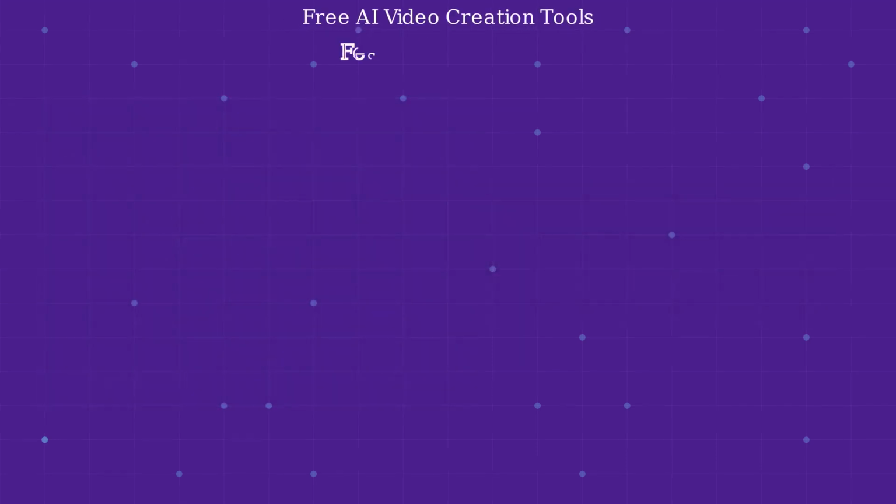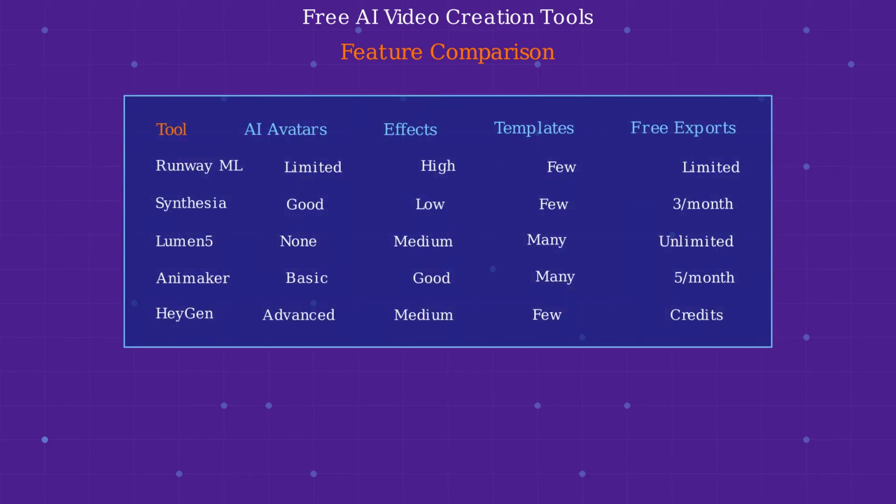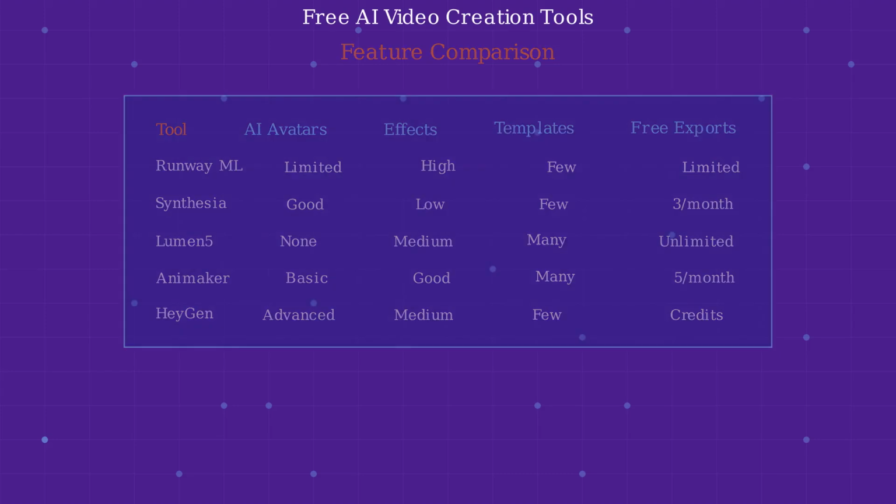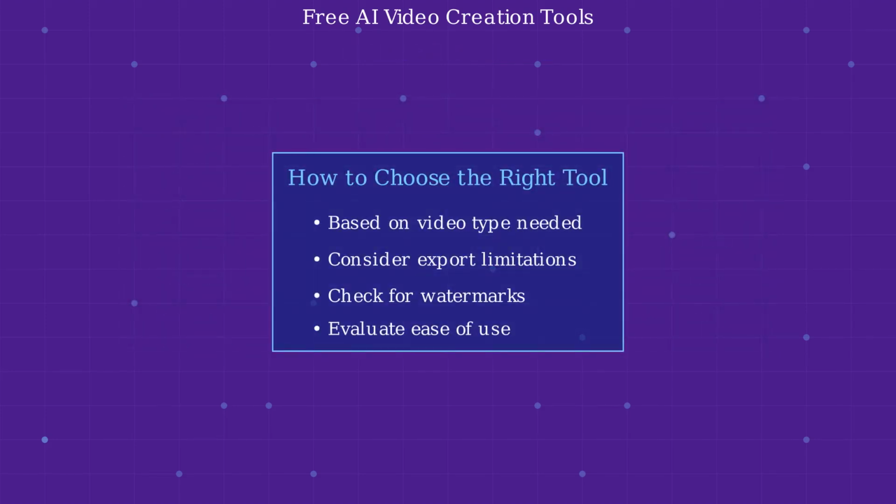Each tool has different strengths. Some excel at text-to-video conversion, while others focus on AI avatars or special effects. Let's compare their key features side by side. When choosing a free AI video tool, consider what elements are most important for your project, whether it's realistic avatars, visual effects, or content transformation.